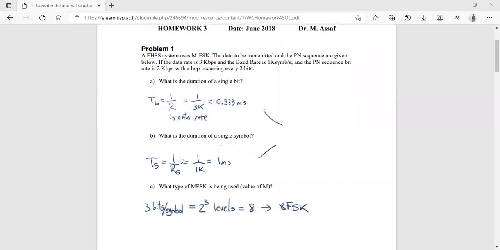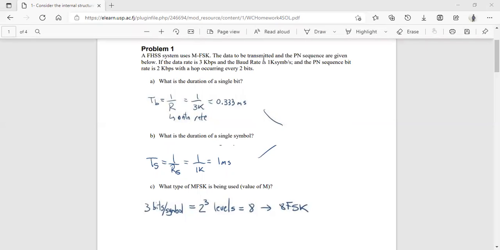Let's move on to part B. What is the duration of a single symbol? The symbols are associated with the baud rate, which is given as 1 kilosymbol per second. So to find the duration of a single symbol, we do the same thing that we did for part A. The time for a single symbol is equal to 1 upon the baud rate, which is 1 upon 1 kilo. Again, you are going to get 1 millisecond.